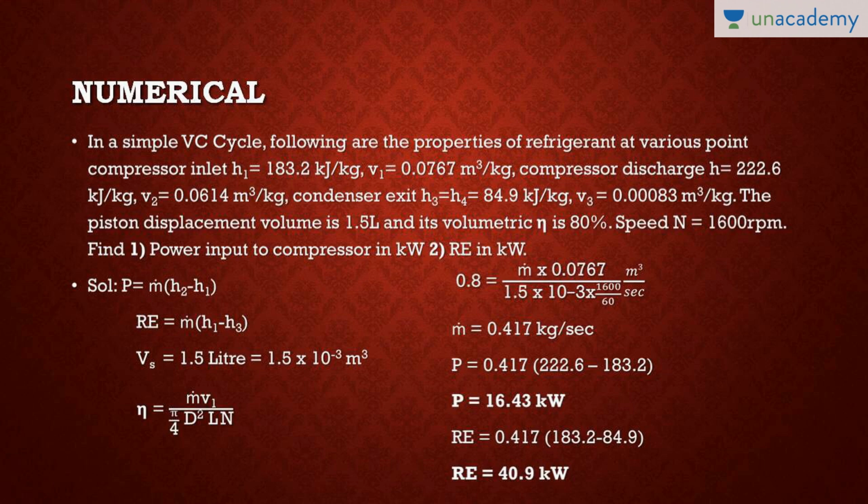So the compressor is from 1 to 2. So the power input is mass flow rate into H2 minus H1. H1 is given as 183.2 and H2 is given as 222.6. But what about the mass flow rate? We have to calculate the mass flow rate as well.